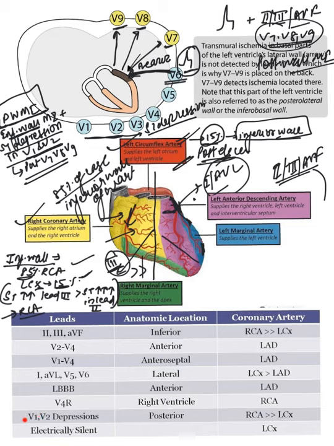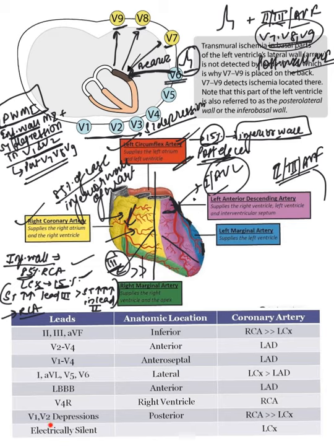V1 and V2 depressions are suggestive of posterior wall MI, and posterior wall MI is more commonly associated with RCA, right coronary artery, than LCX. We should suspect posterior wall MI when inferior wall MI is associated with V1 and V2 depression. Then what we will do, as we learned here, is put V7, V8, V9 in the posterior intercostal spaces and look for ST elevation here.